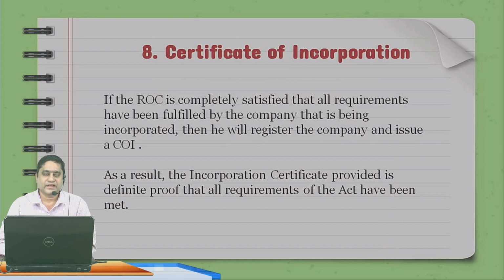After this, the next step is the certificate of incorporation. After payment of fees, and if the ROC is satisfied that all the legal formalities have been fulfilled, the ROC will issue the certificate called the certificate of incorporation. Once it has been issued by the ROC, the private limited company can immediately start with the business. As a result, the incorporation certificate is provided as definite proof that all the requirements of the Companies Act have been met.